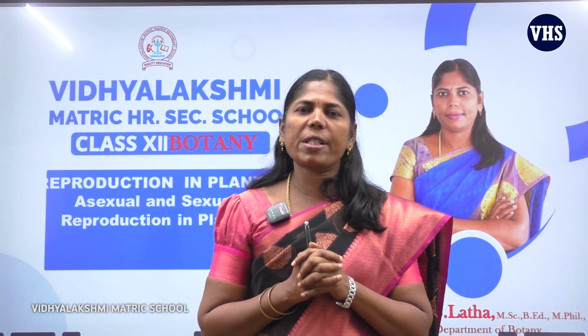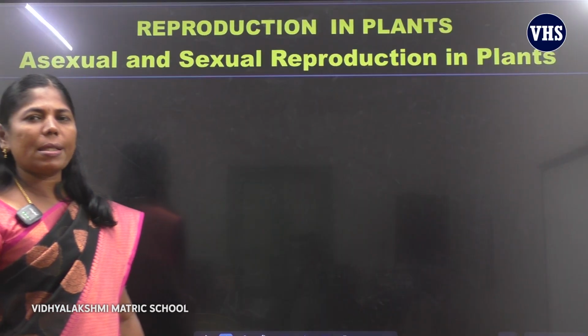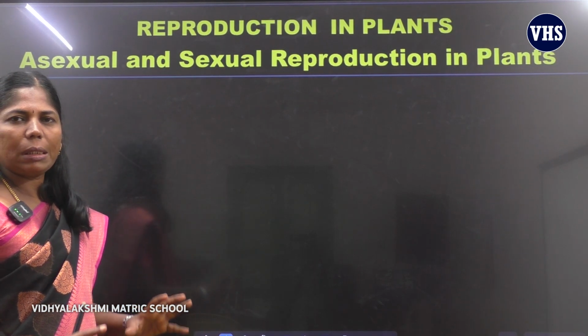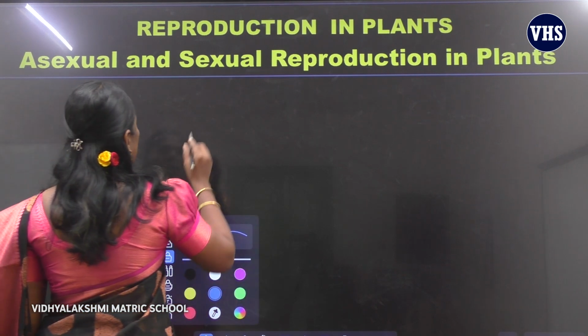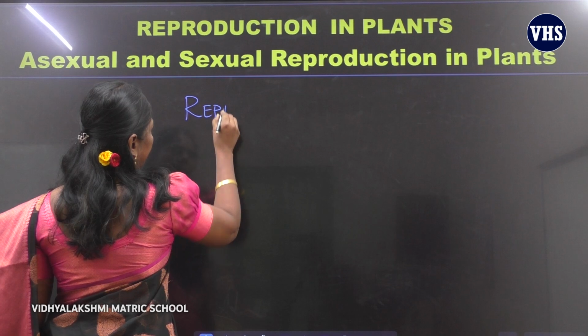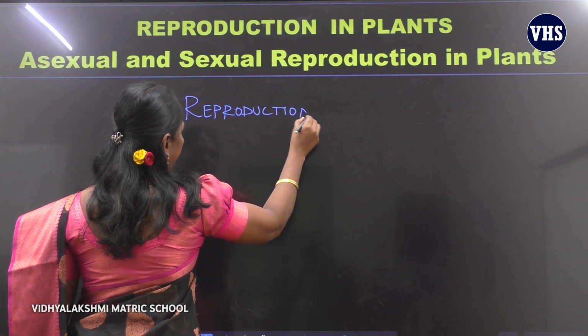So today we are going to see the topic from the first chapter, that is asexual and sexual reproduction in plants. So first we have to see what we are going to learn in this class, okay, children? First we are going to study, what is reproduction? Just we are going to see the outline first.